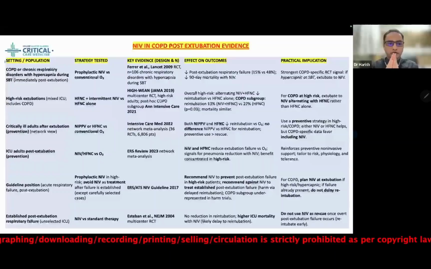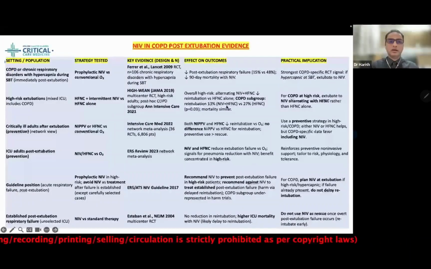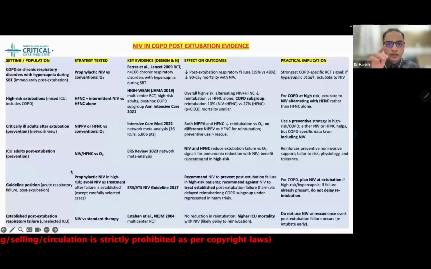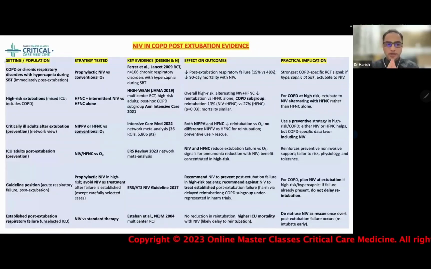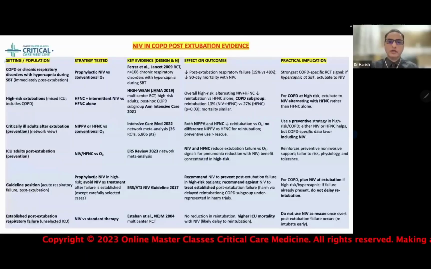So basically, this is the data on NIV even when they failed the spontaneous breathing trial with a background of COPD. This is HFNC plus intermittent NIV versus HFNC alone, the HIGH-WEAN trial. Okay. So for COPD at high risk, extubate to NIV alternating with HFNC rather than HFNC alone. But most of the data is favoring NIV. You can just go through this data. Okay, so this is a very comprehensive body of evidence in terms of NIV in COPD post extubation.